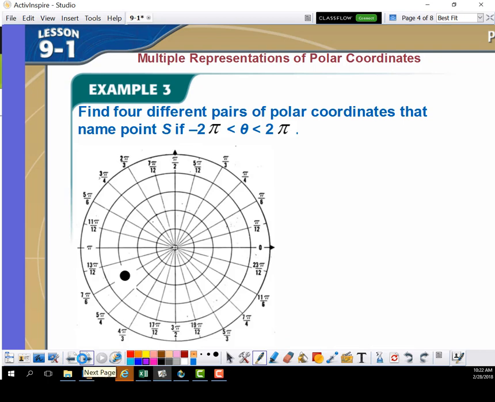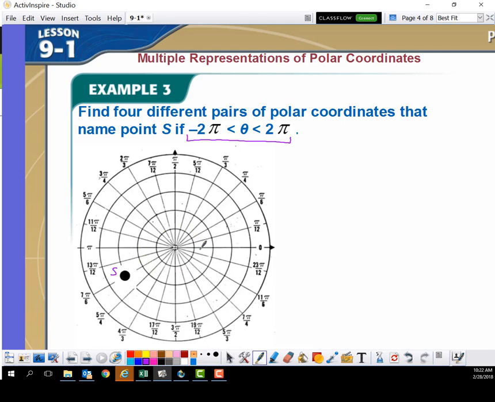Okay, so I've kind of alluded to this already, but we're going to practice it and put it all together. It is possible to find multiple different representations of the location of a polar point with polar coordinates. So this is point S here on your graph. And the limit here is that we're going from -2 pi to +2 pi. That means, if you remember unit circle, 1 complete rotation counterclockwise or 1 complete rotation clockwise.